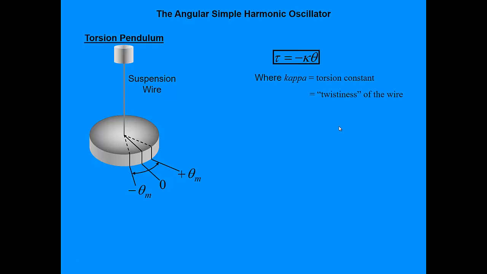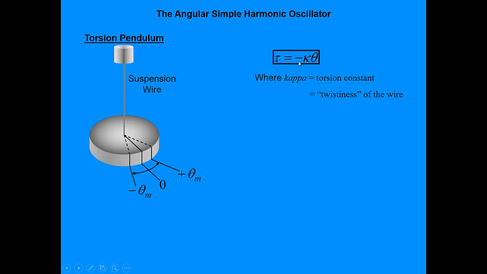Lowercase k is the spring constant, mass on the end of a spring. Kappa is the torsion constant for a torsion pendulum. And it literally means how twisty the wire is. Some wires, because of what they're made out of or maybe how thick they are, would have a bigger torsion constant. That means if you rotate it a little bit, it'll apply larger forces, larger torques. Maybe a wire that's made out of something very malleable, or maybe it's thin, would be easy to twist and have a small torsion constant. Again, completely analogous to what we do with mass on the end of a spring.